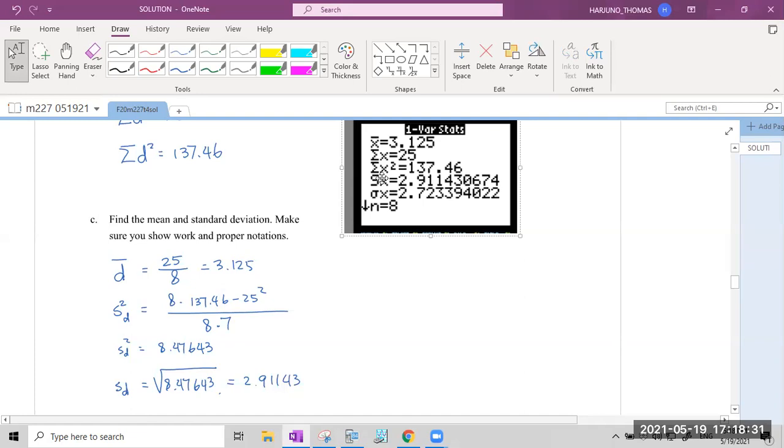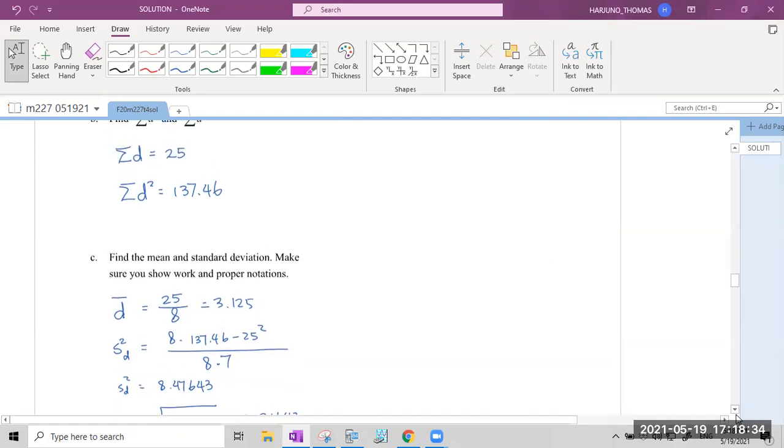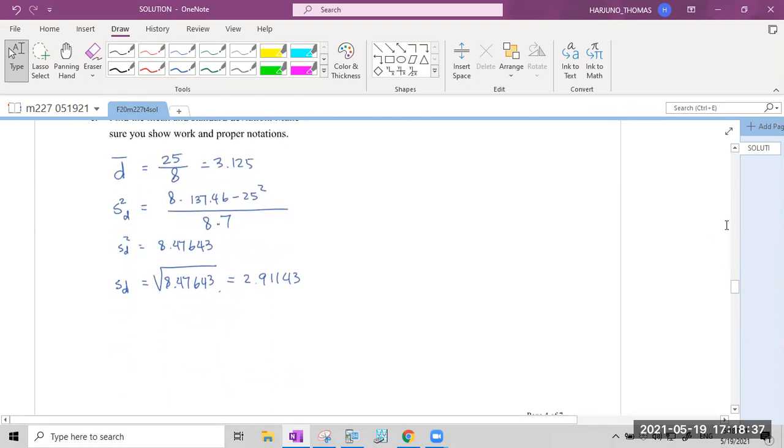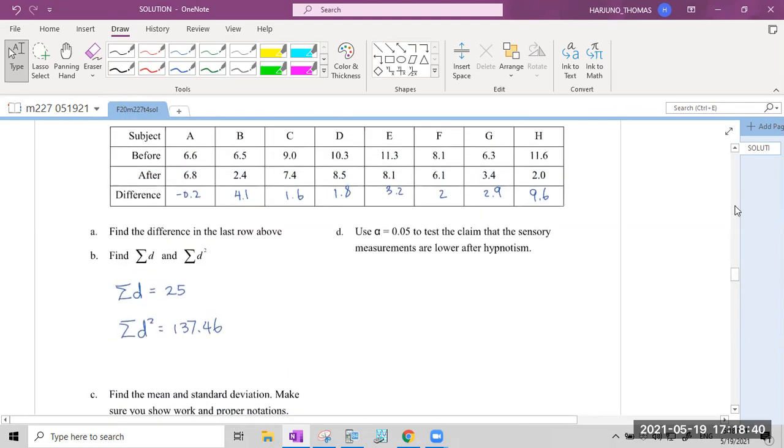That's for part C. Let's go on to part D. Use alpha equals 5% to claim that the sensory measurements are lower after hypnotism. So step 1, claim: the sensory measurements are lower after hypnotism.